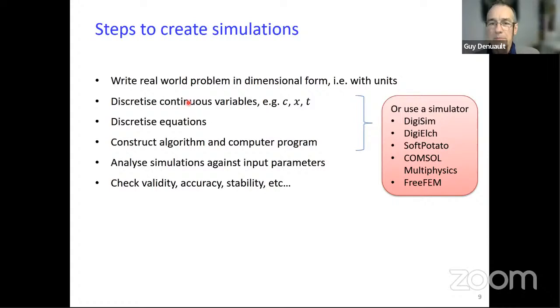In these three steps, I will show you how we can build our own models. But you can also find digital simulators for electrochemical problems. One is called DigiSim, the other one is called DigiElch. These two are commercially available. Soft Potato is open source software that was created by one of my students, and it is available to do simulations of voltammetry or potentiometry. Then there's COMSOL Multiphysics, which is commercial software. And then there is FreeFEM, which is an open source finite element package that allows you to simulate all sorts of things as well.